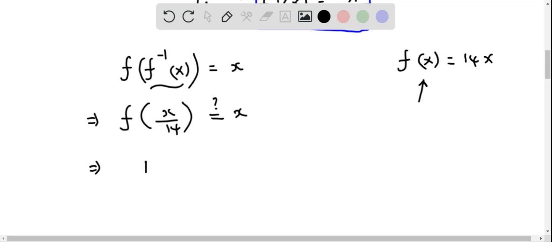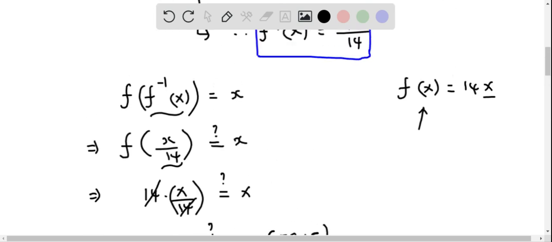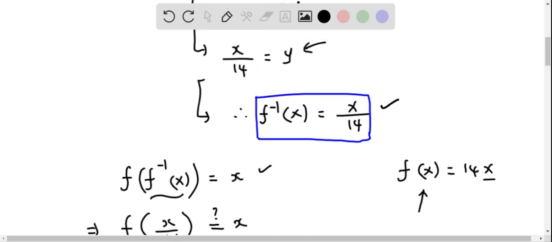So therefore, f(x) is 14x, and 14 times, replacing this x by the inside part, that is x/14. And we have to see if this equals x. So we can now cancel these two 14s, and on the left side we have x, and this equals x, and so this equation is true. That is x equals x, and since we found that this equation is true, we see that f of f inverse equals x, and therefore the f inverse of x that we have found, which is x over 14, is correct, and thus we have verified this.